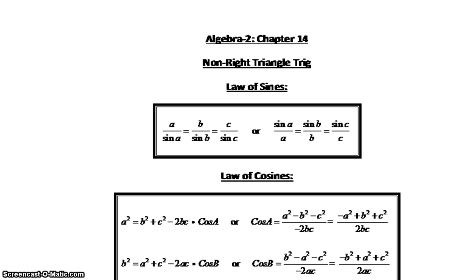We are talking about law of cosines and law of sines for Algebra 2, and we're talking about non-right triangles known as oblique triangles. What that means is there is not a right, or 90-degree, angle. Now, we will talk about law of sines and law of cosines.